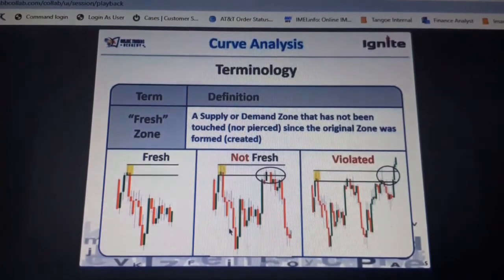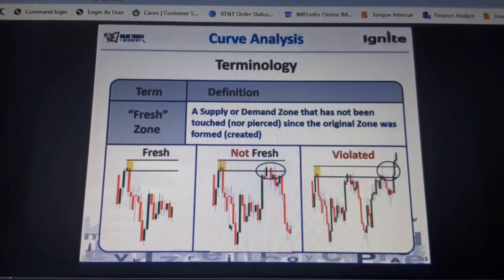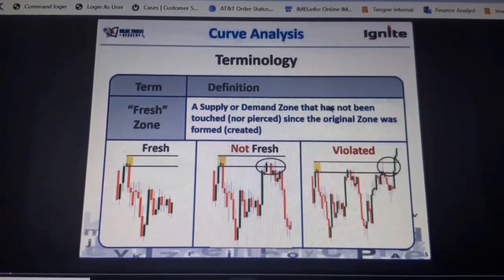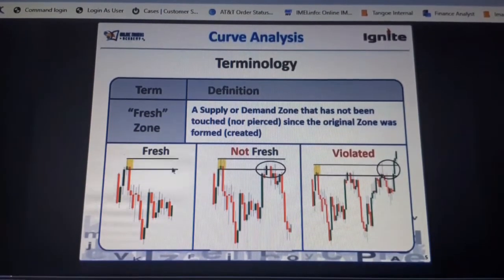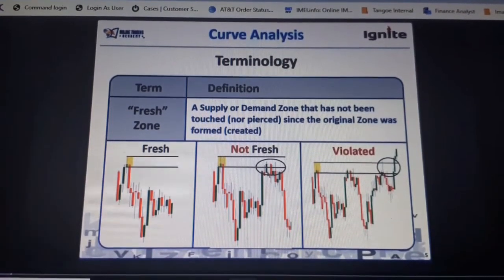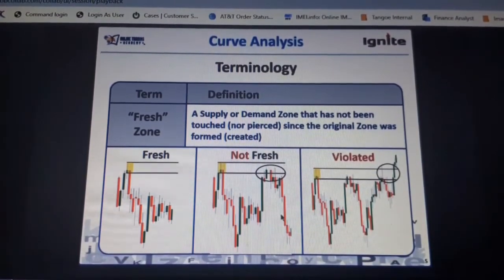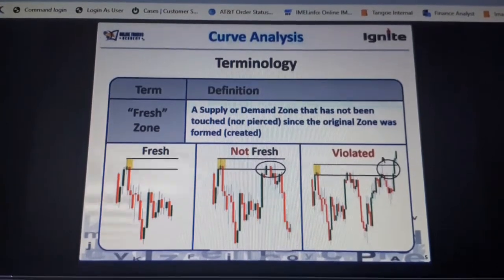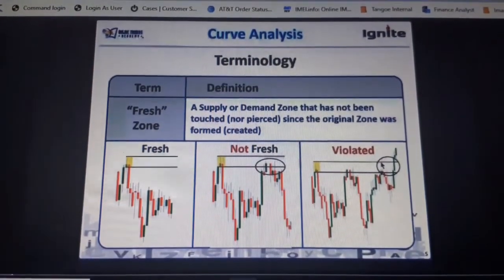So now this is the definition of freshness. Now everybody knows what a fresh zone is. A supply demand zone that has not been touched nor pierced since the original zone was created. So this is your fresh zone. The price has not entered the zone. This is your tested zone, or not a fresh zone. The price has tested this and come down. And this is your violated zone because the price has already violated this supply.